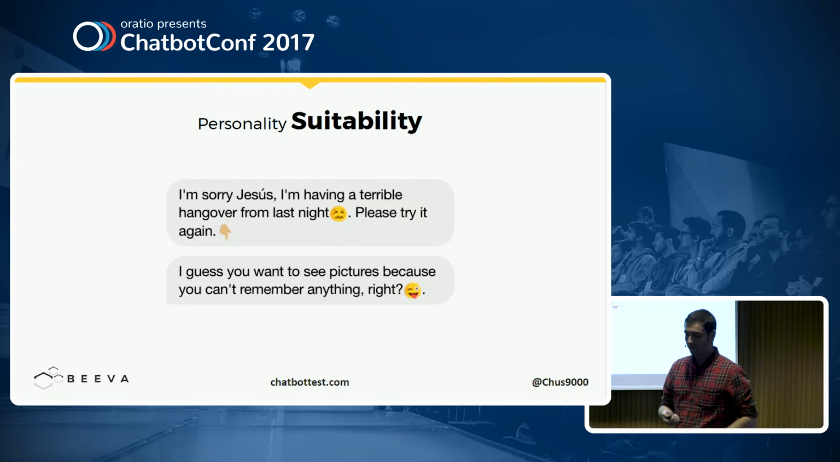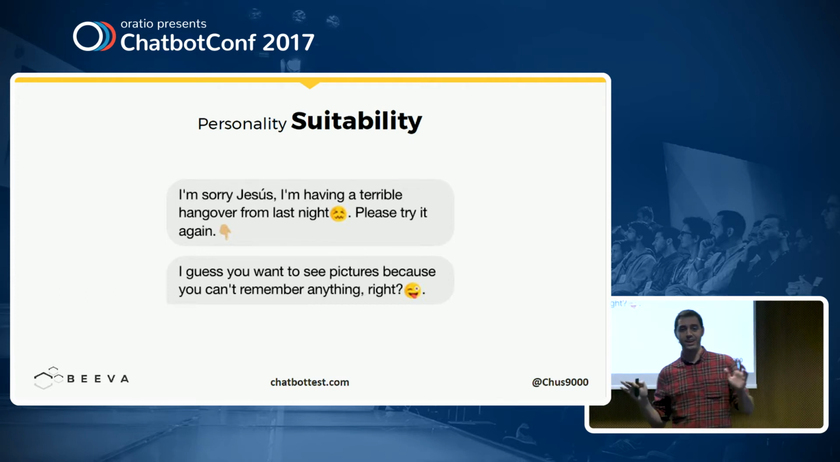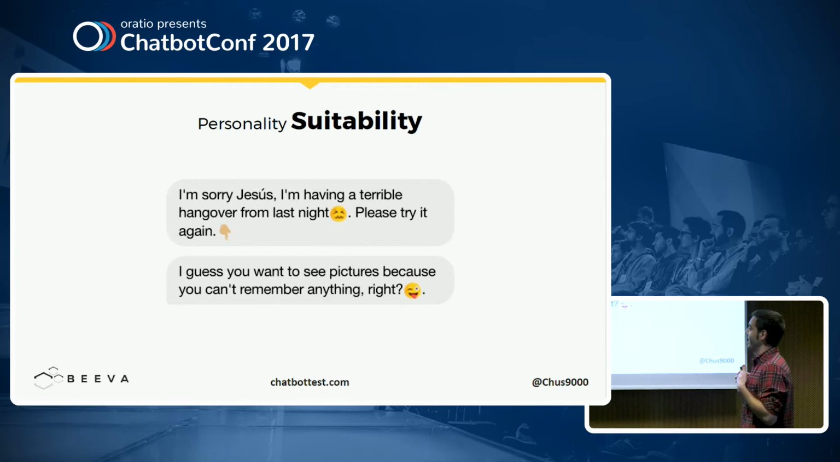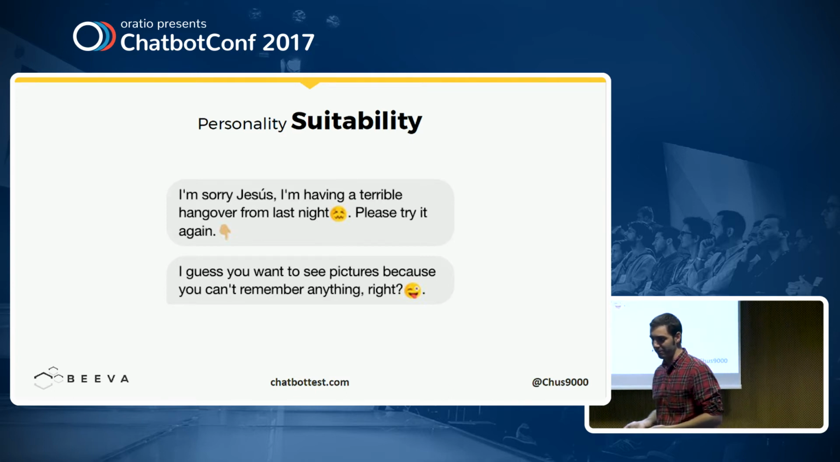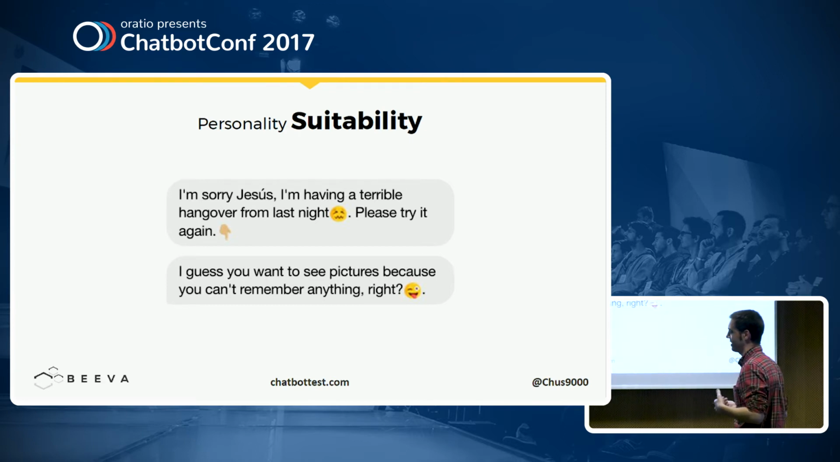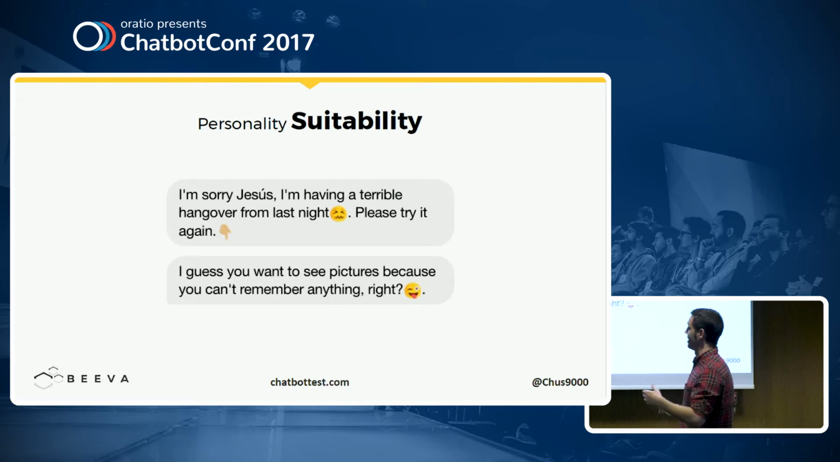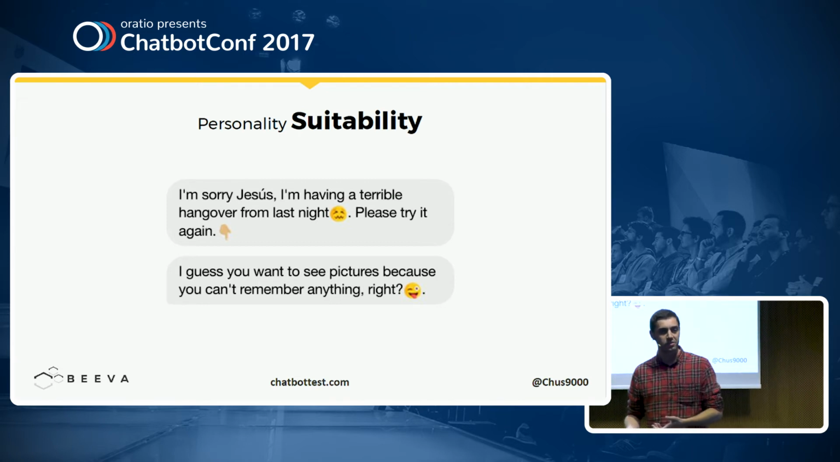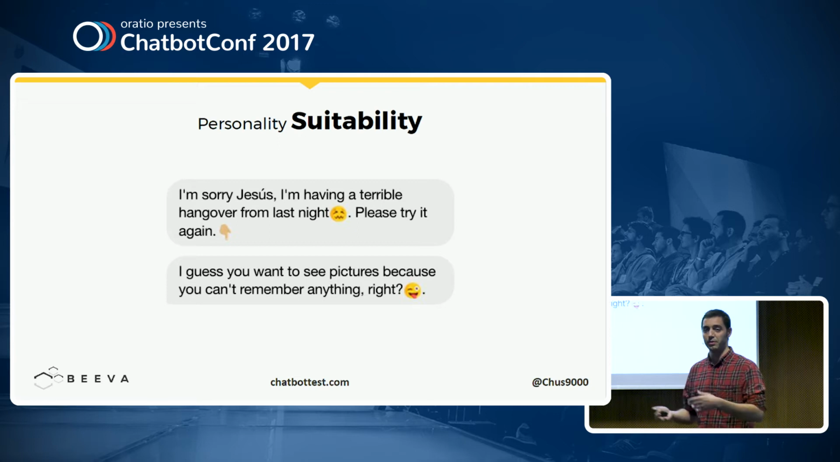Okay, about suitability. This is a chatbot that I talked with in Spain, in a bar. It told me, "I'm sorry, Jesus, I'm having a terrible hangover from last night. Please try again. I guess you want to see pictures because you can't remember anything, right?" I didn't like it at all. I'm not that kind of guy. I don't know if their users are happy with this sort of behavior, but I'm not really comfortable talking to a chatbot that talks to me like that. Whenever we design a personality, we need to think thoroughly about the people who are going to talk with it.